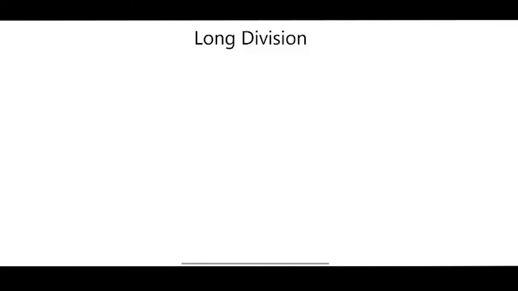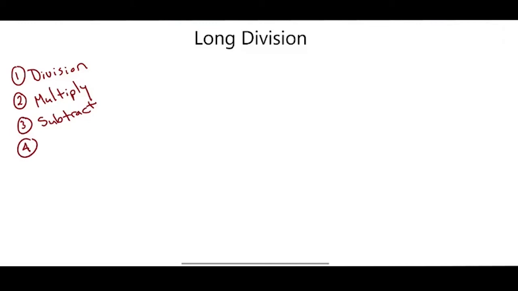So there is definitely a pattern here to follow, okay? So when you're doing long division, first you'll do division. Next, you'll multiply. Third, you will subtract. And fourth, you will bring down. And then, if there are still more numbers in your problem, you'll start over with division. And you keep doing that process until there's nothing left to bring down.